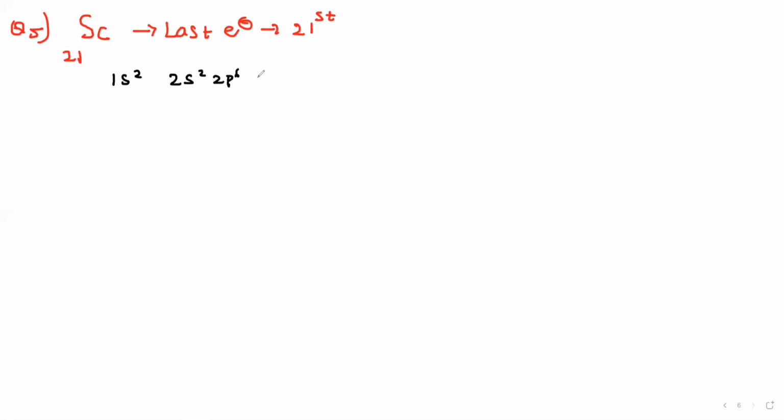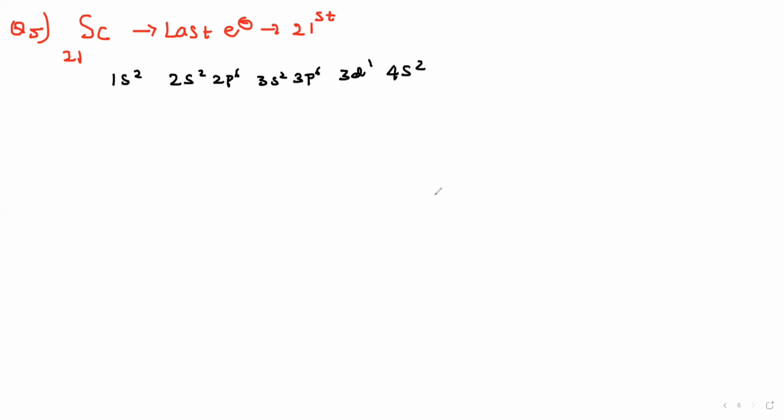Question number 5. For scandium, atomic number 21, I'm going to find out the last electron in scandium. What is the last electron? That means the 21st electron. You got the point? Now see the configuration. Scandium: 1s2 and 2s2 and 2p6, and 3s2 and 3p6, and 3d1 and 4s2.